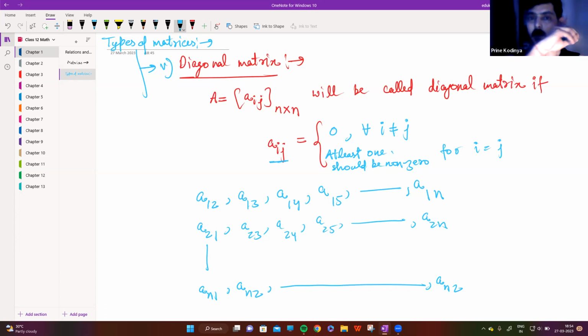So out of all the diagonal elements, one must be non-zero. If this condition is satisfied, so these all have to be zero. So if this condition is satisfied, you can call a matrix a diagonal matrix. Now let's consider some questions, some examples. Let's understand, did you get it or not?